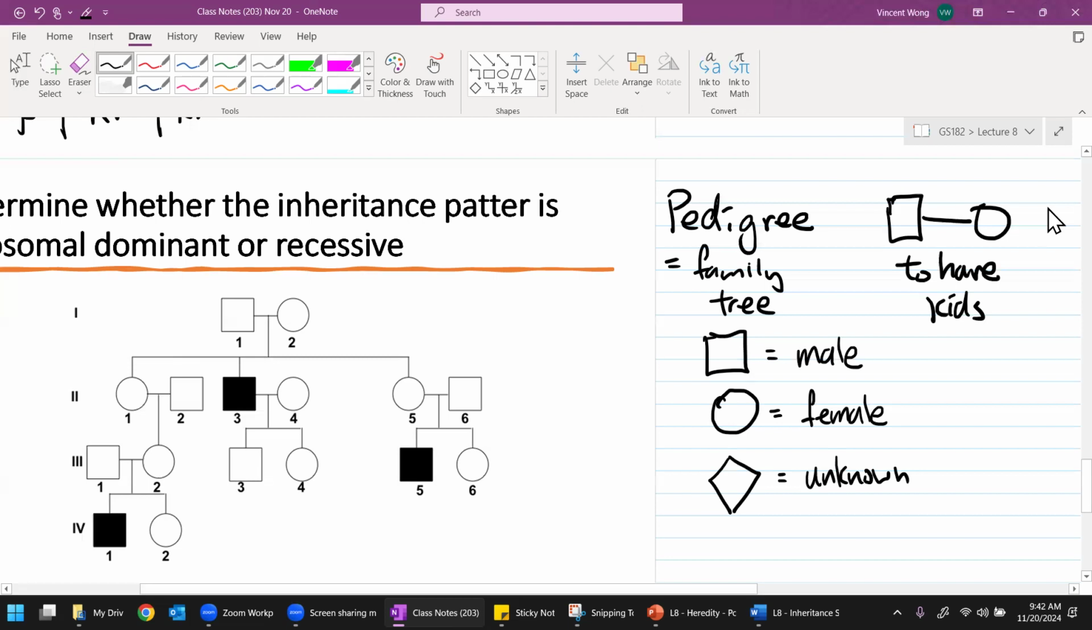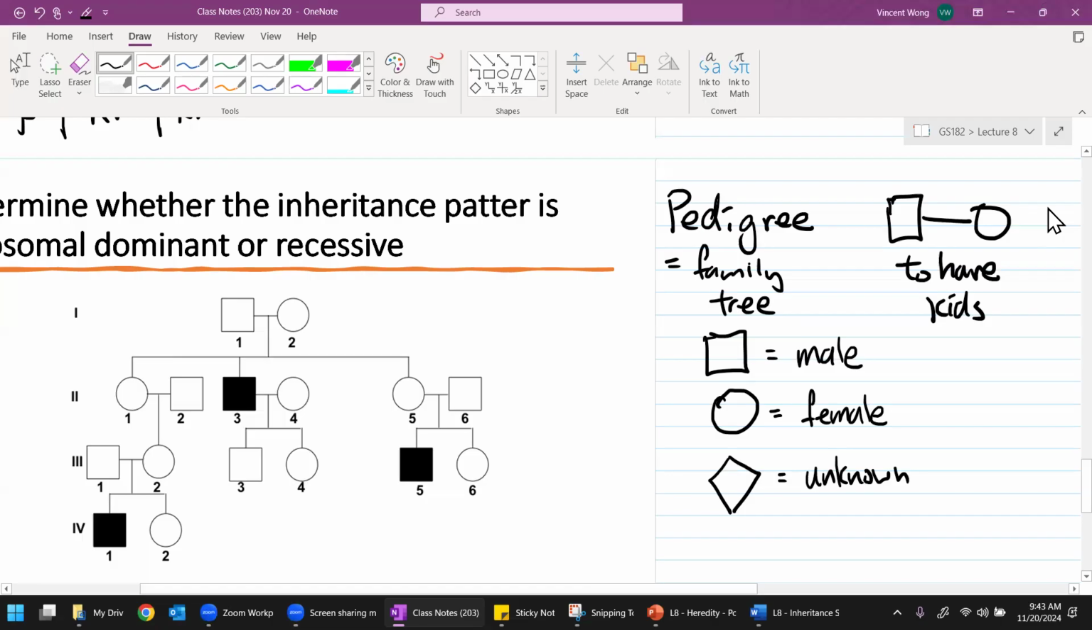These Roman numerals, the ones you use in chemistry for naming, these are generations. So first generation, second, third, fourth. These are people within that generation. So this person is 2, 3. Who is this? Yeah, 3, 4, right? We write the Roman numeral first and then the number. You understand?